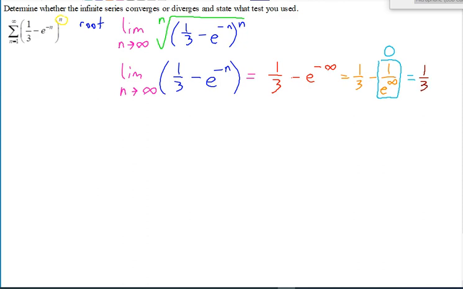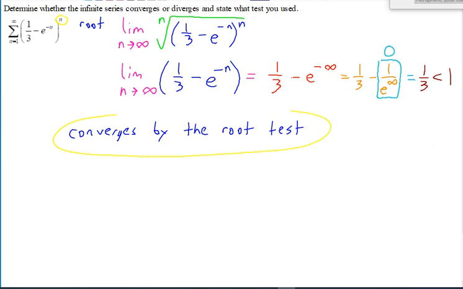And just like the ratio test, with the root test you look at the same conclusions. Since this is less than 1, this tells us this converges. This series converges by the root test. Again, if it had been greater than 1, it would diverge. If it was equal to 1, it'd be inconclusive by the root test. All right, let's take a look at a few more here.